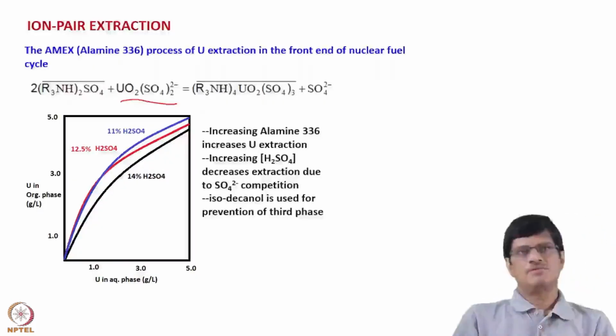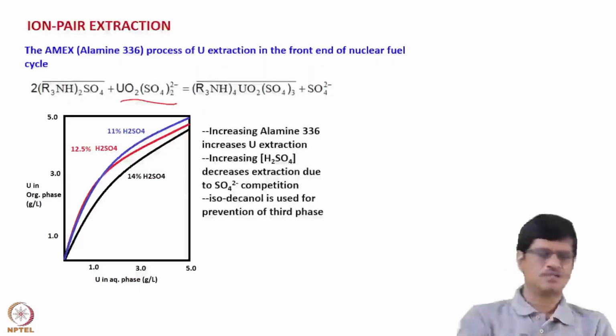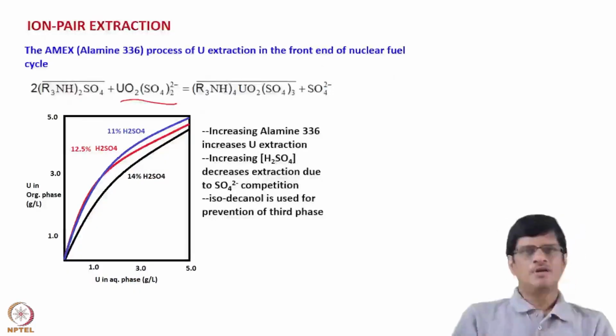And here uranyl sulfate also forms an ion pair, and the sulfate from the amine part goes to the aqueous phase, and this is soluble in the organic phase. Now increasing the Alamine 336 concentration increases the uranium extraction, increasing the sulfuric acid concentration decreases the uranium extraction as shown in this figure. The solvent used is 5% Alamine in 2% isodecanol, 93% paraffin.